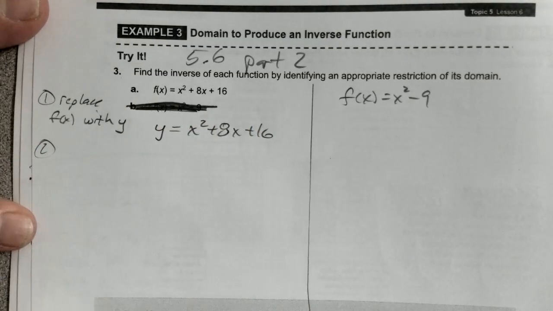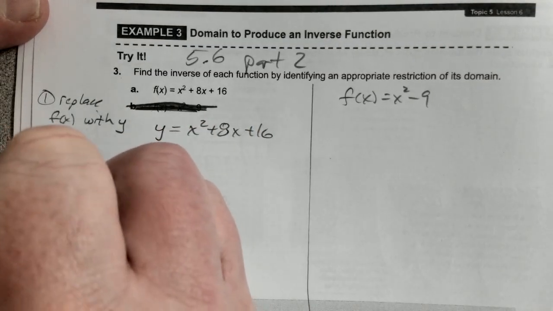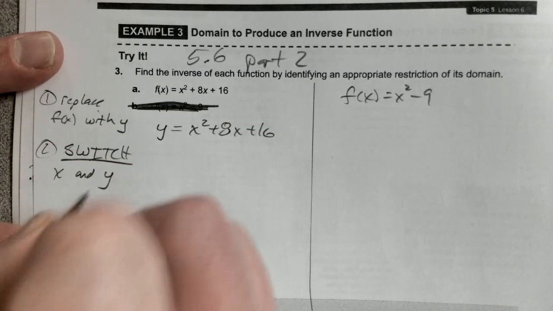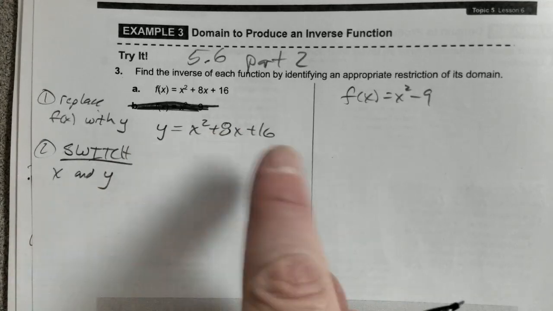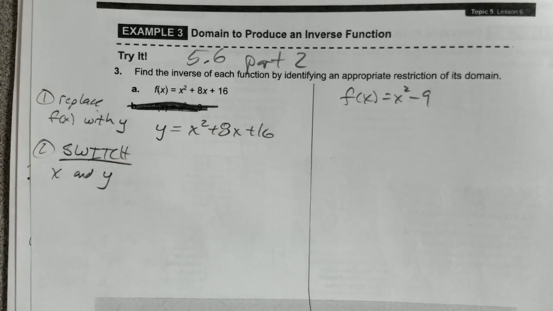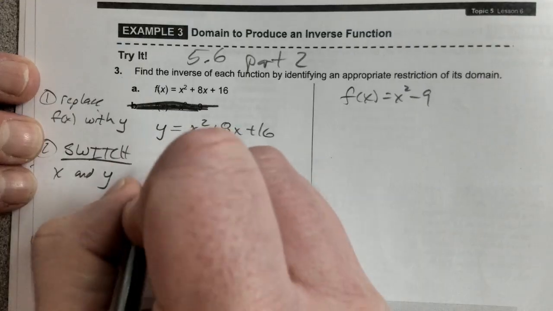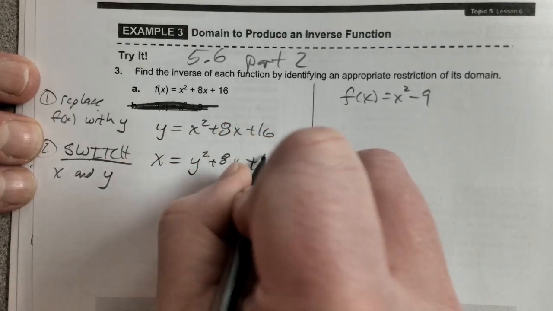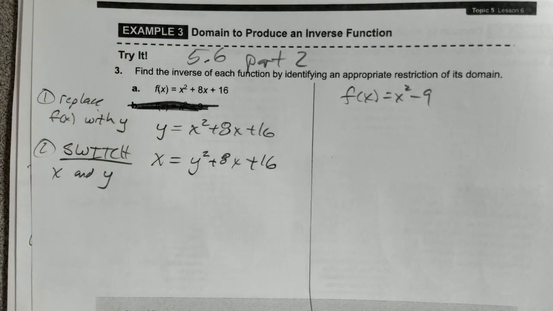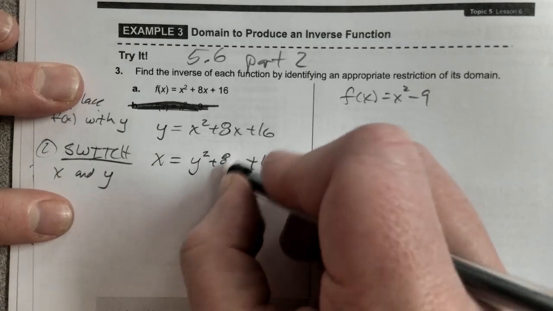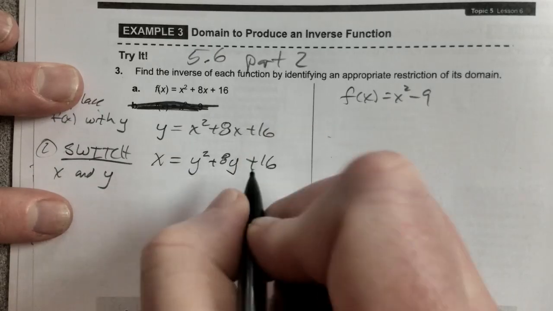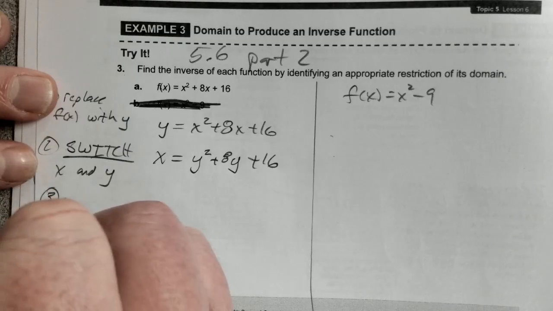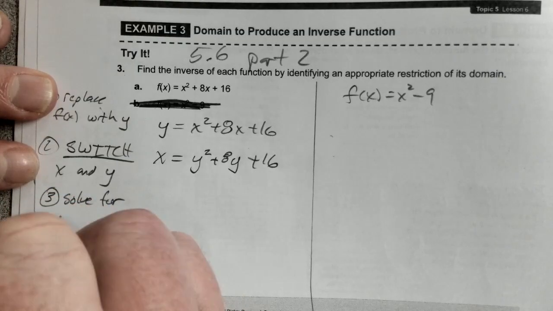Alright, step 2. I'm going to switch x and y. So everywhere I see an x, I'm going to make it a y. Everywhere I see a y, I'm going to make it an x. So instead of y equals all this, I get x equals y squared plus 8y plus 16. Oh, excuse me, that's a y. My bad. Good job. Nice catch. All right, now step 3 says solve for y.